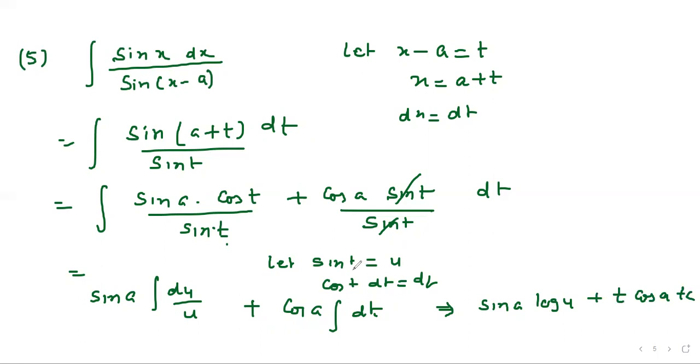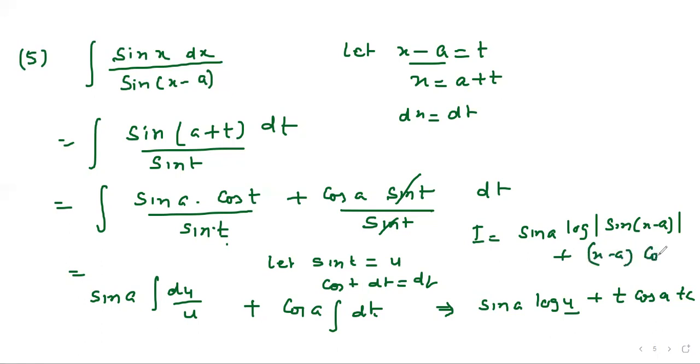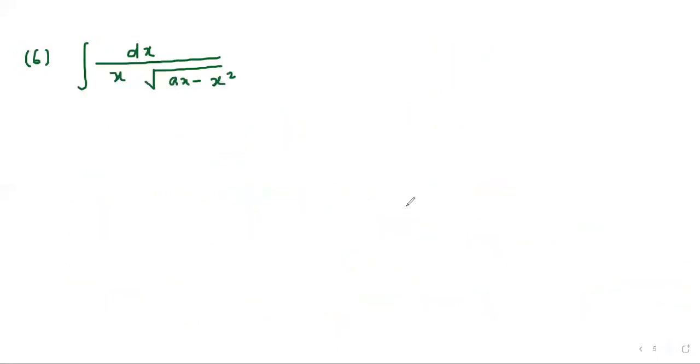Now here we have taken sin t equal to u, and t equal to x−a. So going back, our integration will become sin a log of u. U means here sin t, so sin(x−a), plus t equal to again x−a, times cos a, plus c. This is our answer. Now let's go to the next question.